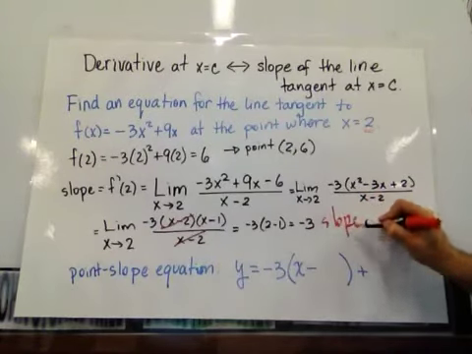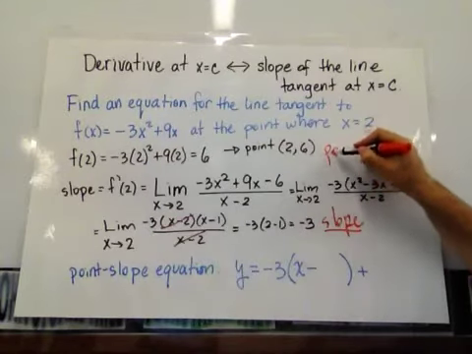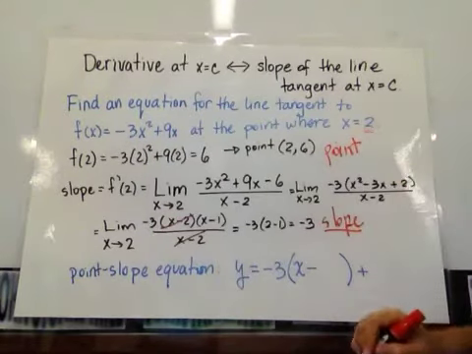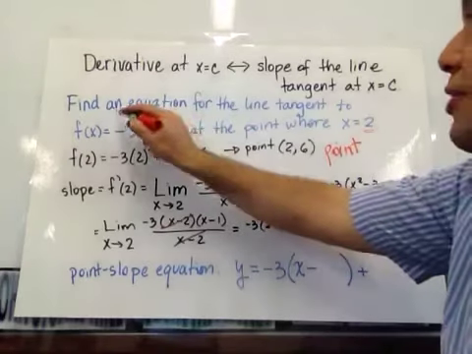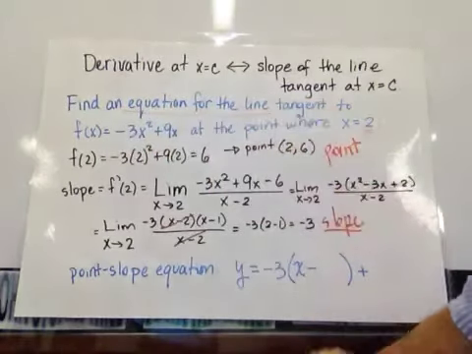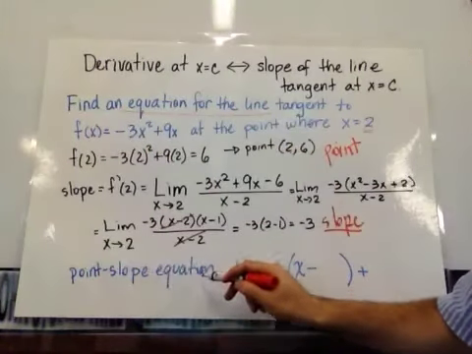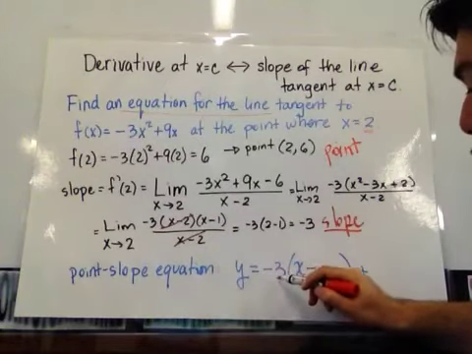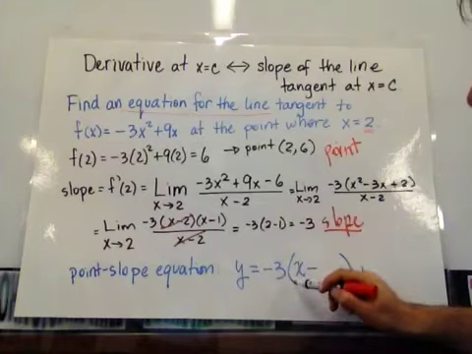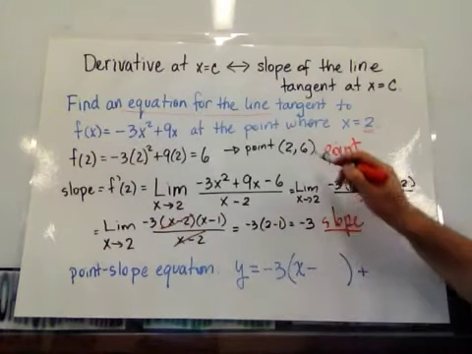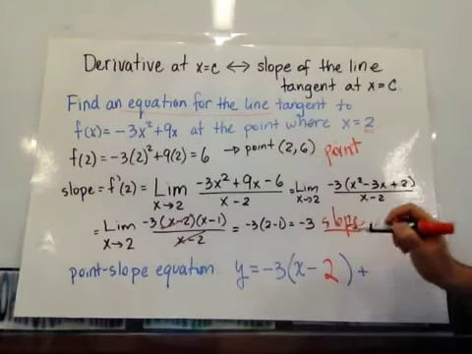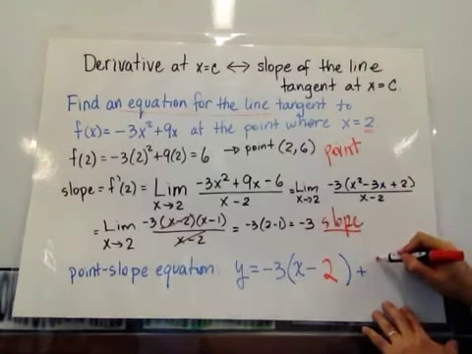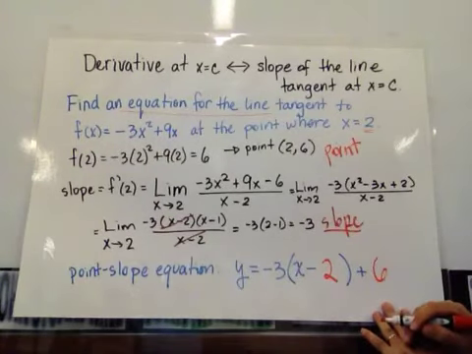So we have a slope and a point. In order to write the equation, find an equation for the line, I'm going to use the point-slope equation. y equals the slope, -3, times x minus the x of the point, so minus 2, plus the y of the point, which is 6.